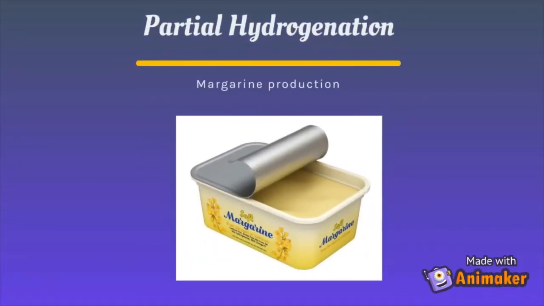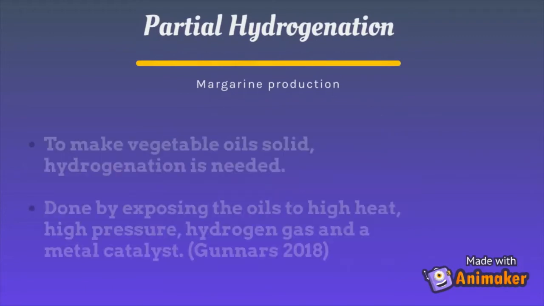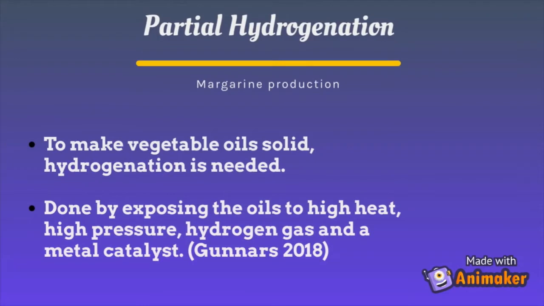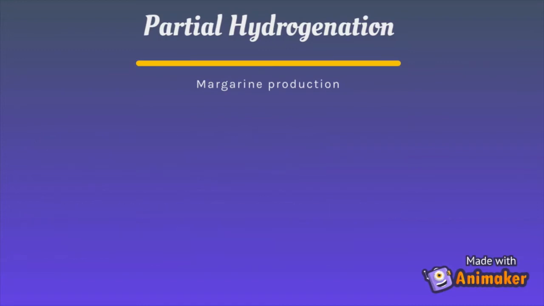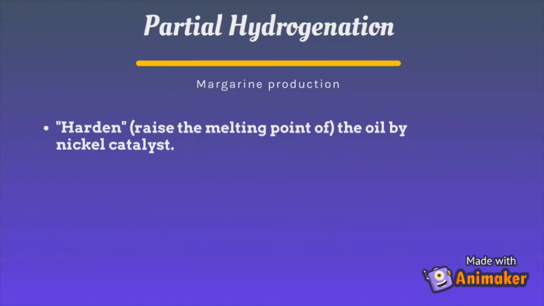An example of a food product that's produced during partial hydrogenation is margarine. Vegetable oils are not solid at room temperature like butter. To make them solid for use in margarine, food scientists chemically change their structure using hydrogenation. This involves exposing the oils to high heat, high pressure, hydrogen gas, and a metal catalyst. We can harden the oil by hydrogenating it in the presence of a nickel catalyst.